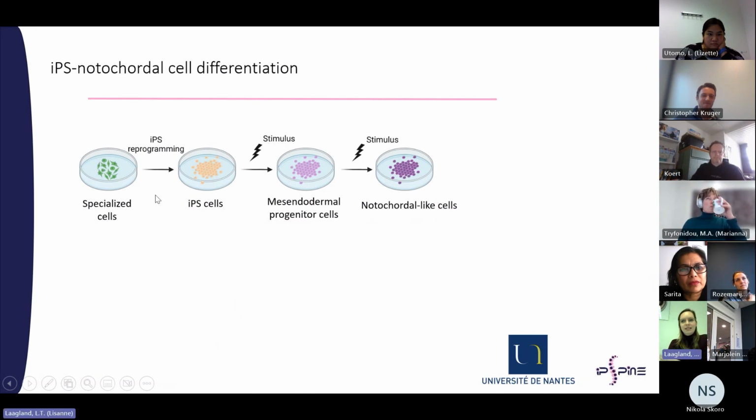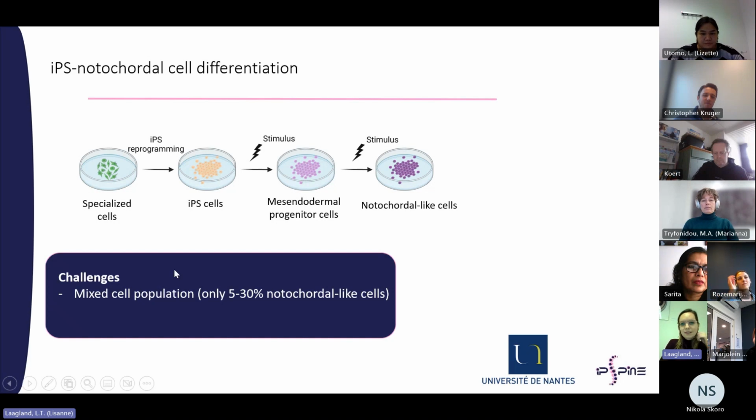So that is what we're working on within the iPSpine project. And this differentiation protocol was firstly generated by our partners in Nantes. So they started with specialized cell sets where we reprogrammed into induced pluripotent stem cells. And then they give a specific stimulus to the cells. And then they end up with a kind of intermediate cell type. And then they have to give another stimulus. And then they end up with cells that look like notochordal cells. And that is why we call them notochordal-like cells.